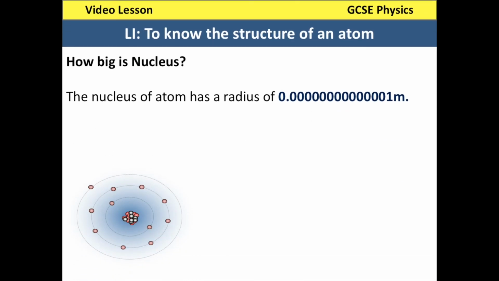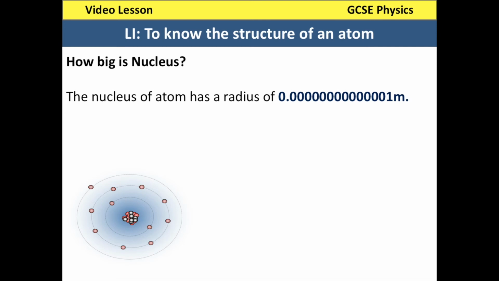But what about the nucleus then? The nucleus is obviously where the protons and neutrons are, in the centre of it. Well, the nucleus of an atom has a radius of 0.0000000000001 metres. Again, you're not going to be able to remember that or write that down just by listening to me reading out a list of zeros. So we can put that into standard form because it is easier to work with.